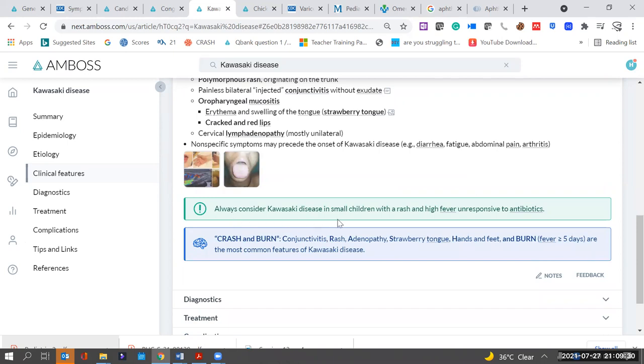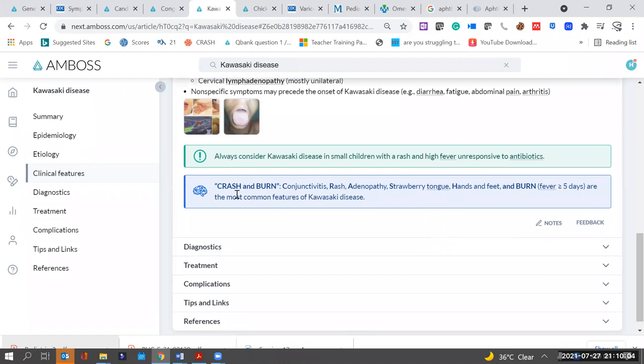Always consider Kawasaki disease in small children with a rash and high fever, unresponsive to antibiotics. You have already given a trial of antibiotics, but nothing has changed. Then we can think about Kawasaki disease. That is again one of the clues, but it's not a hard and fast rule. It is based on clinical evidence-based practice: the child who is less than 5 years of age is not improving, and the rash and the fever are still there, so we can think about Kawasaki.